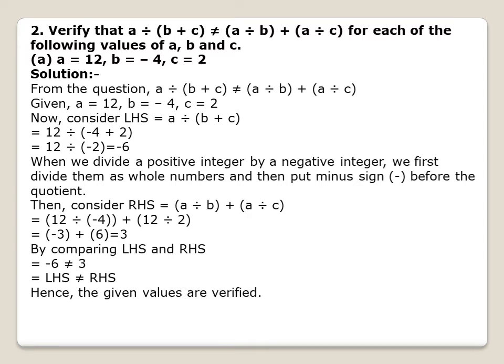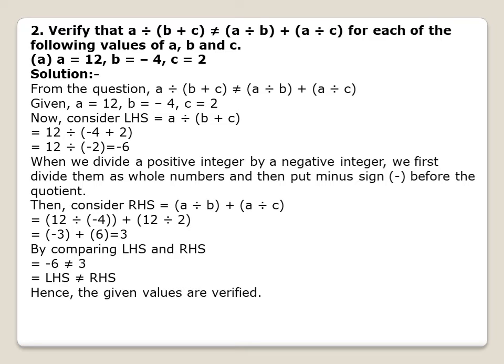So from the question, what can we say? A divided by (B plus C) is not equal to A divided by B plus A divided by C. What are the given values here? A is equal to 12, B is equal to minus 4, C is equal to 2. We have to compute it. We have to do the calculation here.